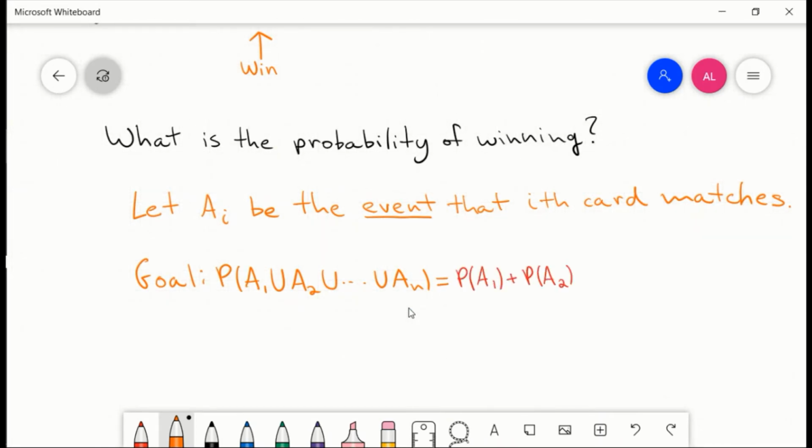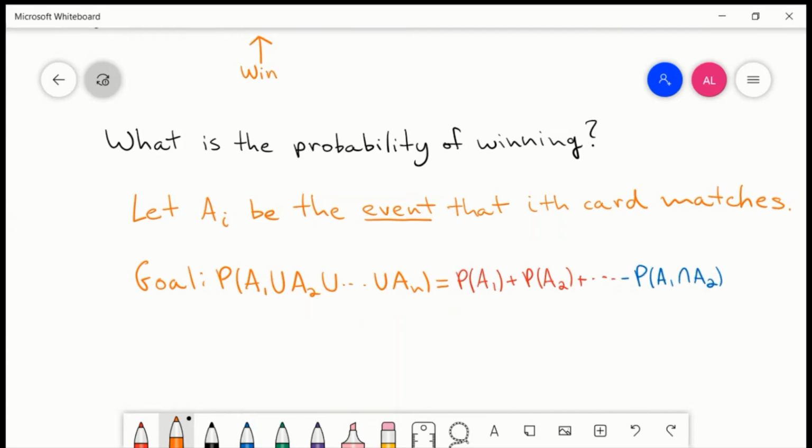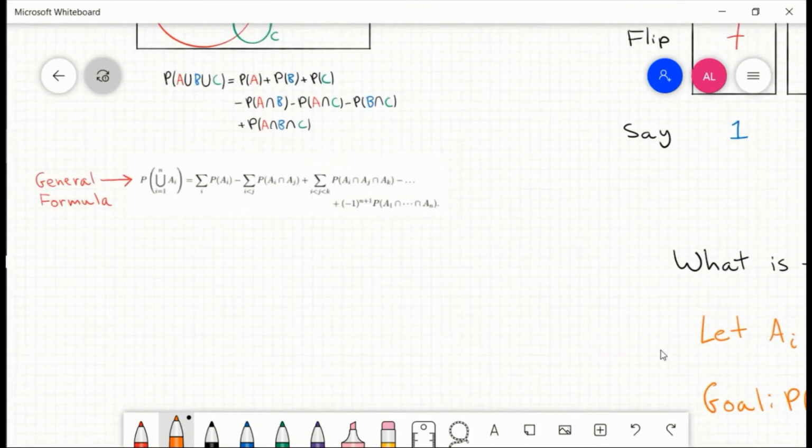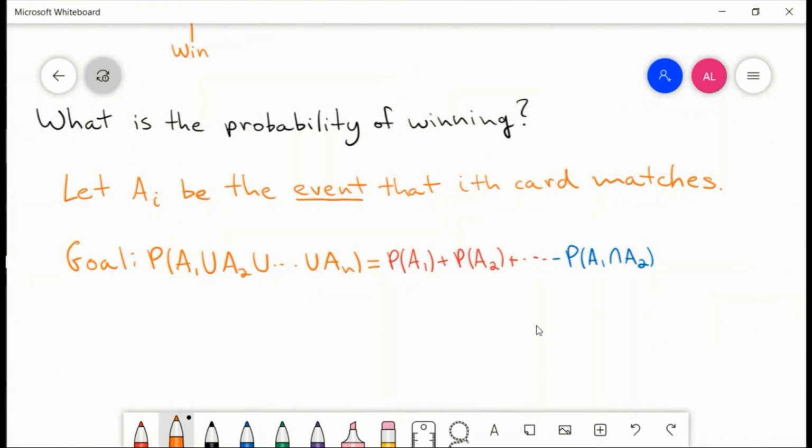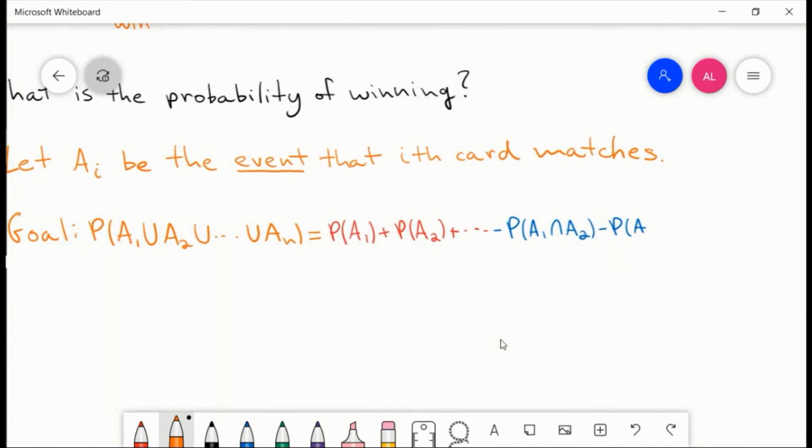And so for this, we can just use inclusion-exclusion. In fact, we can just directly copy and paste the general formula. So we add up the probabilities of each individual event, then we subtract the probabilities of the intersections of each event taken in pairs, and then we add (-1) to the n plus first power times P of all of the events intersected.